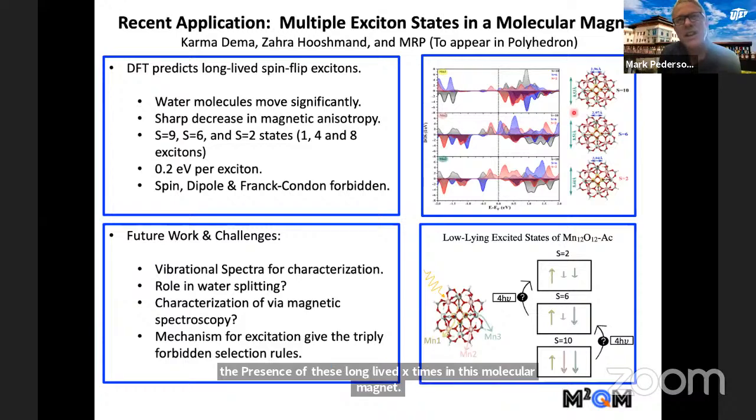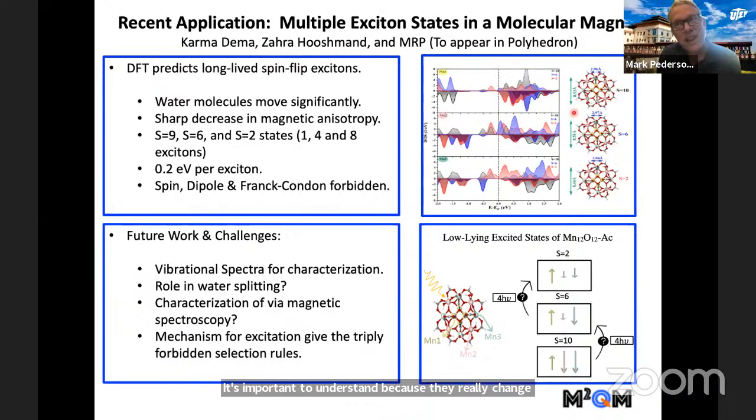It's important to understand because they really change the magnetic anisotropy. They reduce it from this relatively large value of 55 Kelvin to about 10 Kelvin. And so there again, by understanding these things, we might be able to make quantum devices that switch when you get these low-lying excitations.